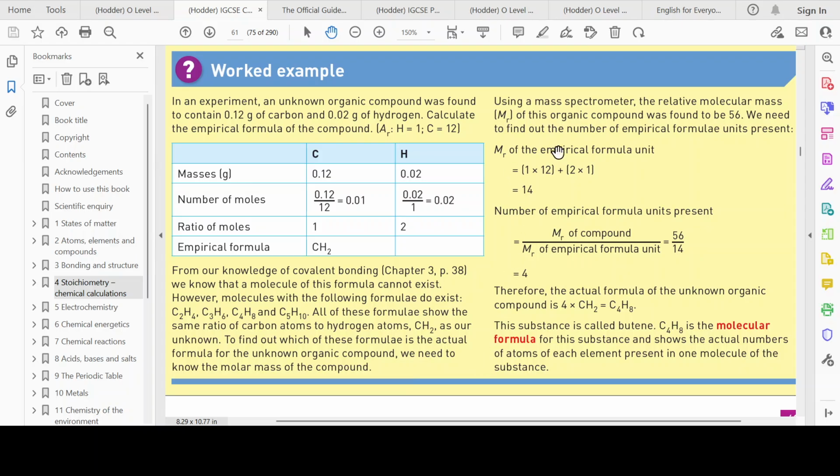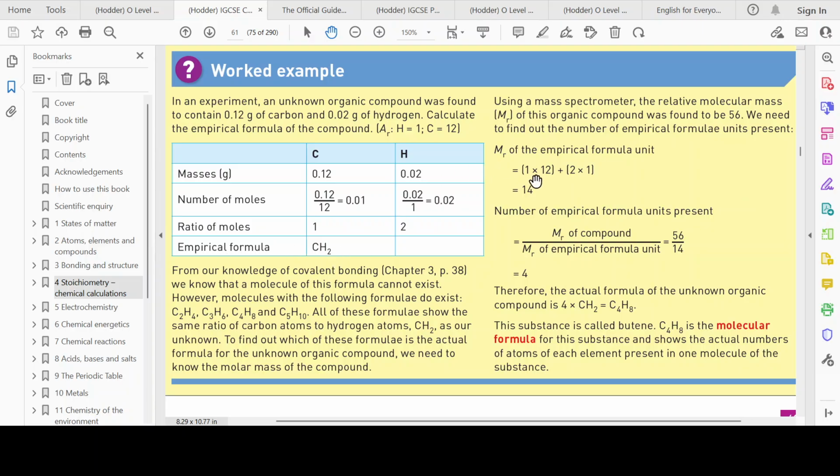So what's the molar mass of the compound we have? That is done using mass spectrometry, which is not in your syllabus. You will come across it in A level if you choose to take chemistry. And so we figured out using a mass spectrometer that the relative molecular mass of this compound was 56. So how do we use that? We know that the relative molecular mass is 56. And what is the molecular mass for the empirical formula that we figured out?